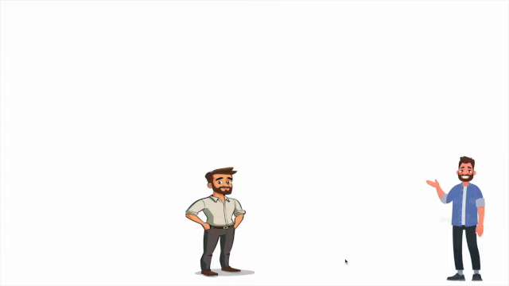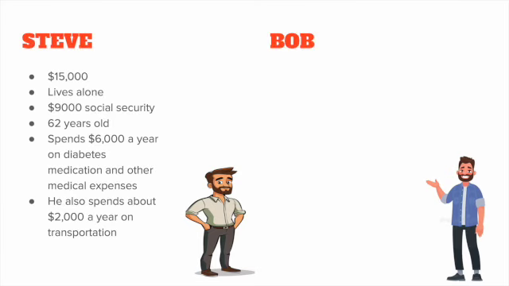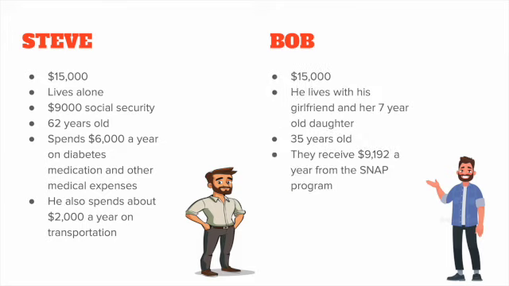Now that we understand what the SPM is, we can apply it to Steve and Bob's situations. Steve also spends $6,000 a year on diabetes medication and other important medical expenses that he can't live without. He also spends about $2,000 a year on transportation because he has constant car troubles and his county doesn't have local transportation. Bob, which we couldn't see before, actually lives with his girlfriend and her 7-year-old daughter. His family situation looks much more different using the SPM.